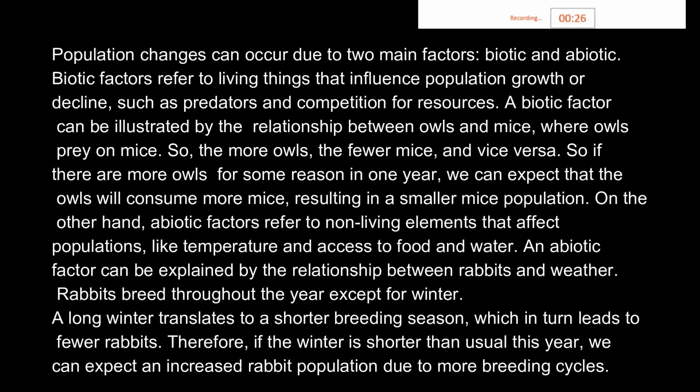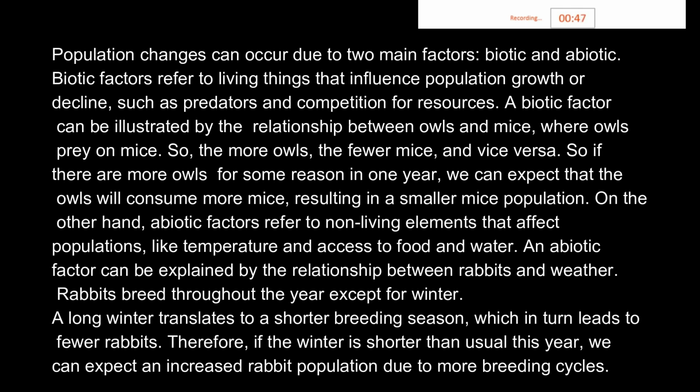So if there are more owls for some reason in one year, we can expect that the owls will consume more mice, resulting in a smaller mice population. On the other hand, abiotic factors refer to non-living elements that affect populations, like temperature and access to food and water. An abiotic factor can be explained by the relationship between rabbits and weather.